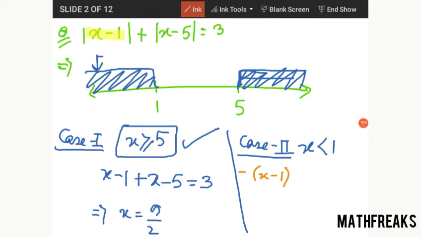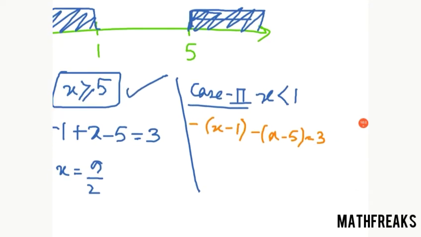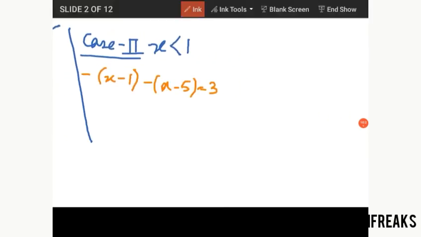Now come to this mod, x minus 5. Since x is less than 1, this will also be negative always, so this will be negative of x minus 5 is equal to 3. Now I hope that you understood this condition. Since we have taken x less than 0, always remember we have taken x less than 0 and we are talking only for this case only.